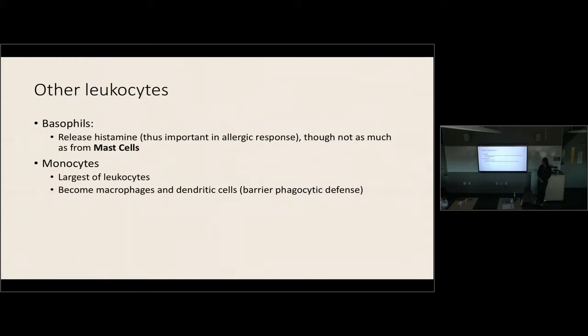And monocytes, again, are just these really large cells that eat other cells, and they live in the gut and other areas that are barriers and will provide a physical defense against other things.